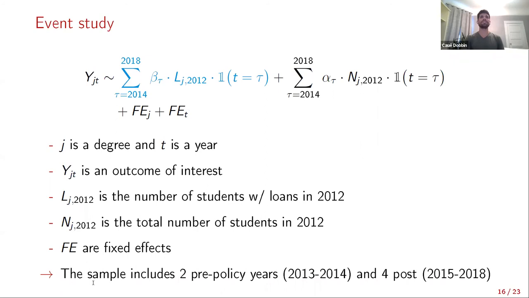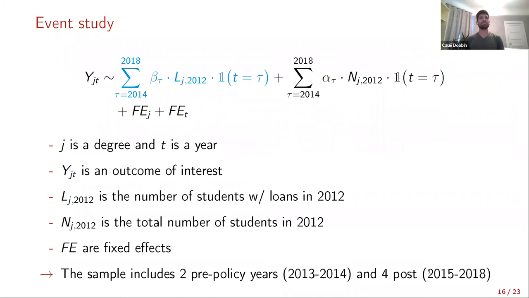We're going to regress the outcome of interest, which could be, for example, tuition or discounts, on this measure of how affected the degree is. And our measure of how affected the degree is going to be the number of students that this degree had with loans in 2012, following this logic that a degree that had a lot of students with loans before the policy is going to be very affected. And then we're going to interact that with year dummies to both measure the trends before the policy change and then see what the effect of the policy was. And we're going to be doing that controlling for the size of the degree, degree fixed effects, and year fixed effects. And our sample is going to include 2 years before the policy, 13 and 14, and 3 years of the policy, 15 to 17.